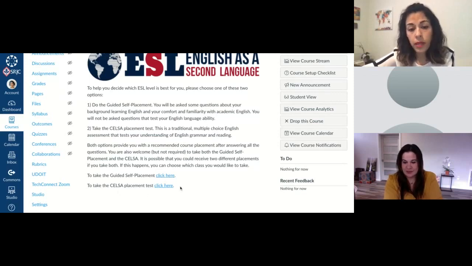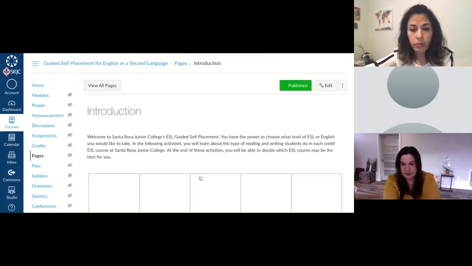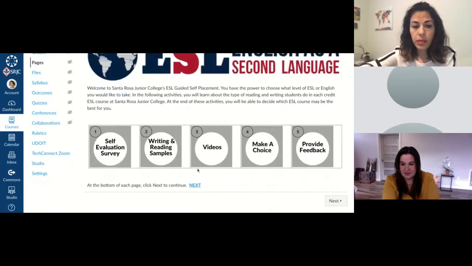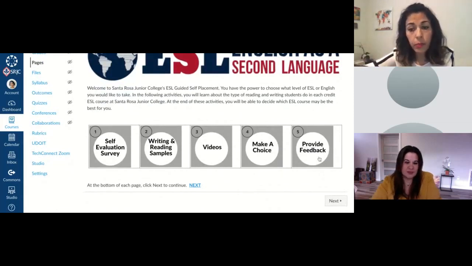As Dr. Garcia mentioned, they choose the guided self-placement for basically self-assessment, or they can choose to go into the KELSA page and do the old instrument that we had. So if they choose the guided self-placement, again, an overview of the steps, they see this page where they can see there are 4 steps, and at the end there is a feedback form for us to evaluate our guided self-placement.